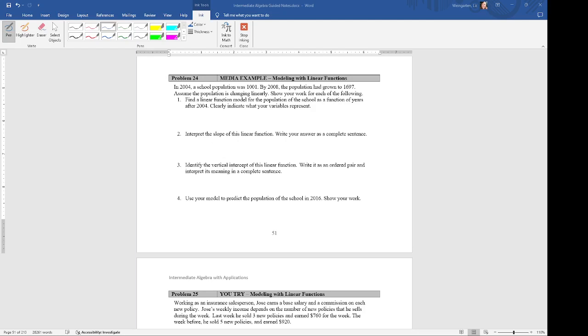In this problem, we are going to write a function for school population again, but we're going to answer a few additional questions. In 2004, a school population was 1,001. By 2008, the population had grown to 1,697. Assume the population is changing linearly. Show your work for each of the following.